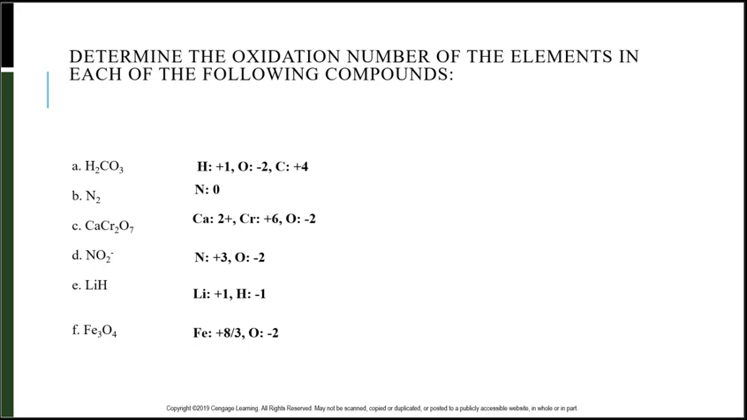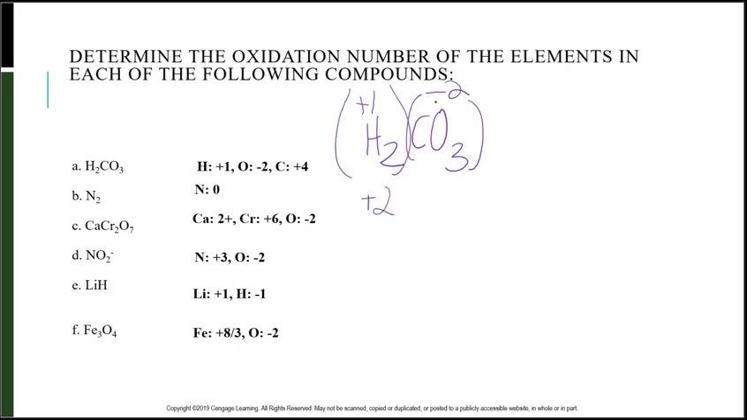Let's look at these and see if it makes sense. We've got carbonic acid here, so we have H2CO3. Now we know that CO3, this half of the compound is negative 2. We know hydrogen's plus 1 here. And so this half of the compound is plus 2. Oxygen's always negative 2. So that would give this part a total of negative 6. So carbon must be plus 4 to give that carbonate an overall negative 2 charge. So plus 1, negative 2, and plus 4.